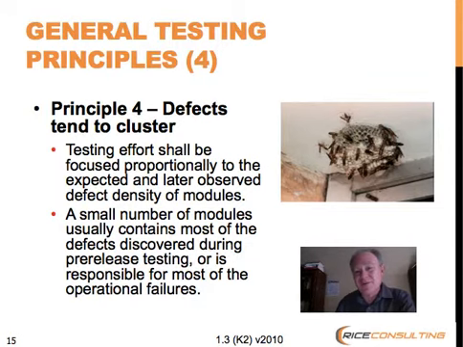So the principle that I want to talk about briefly here is the idea that defects tend to cluster. And what we mean by that, and perhaps you've seen this before, is that if you're testing a piece of software and you find a defect or a failure, you may want to look around it because there's probably some similar ones that may be nearby, either in terms of functionality or code location or those kind of things.